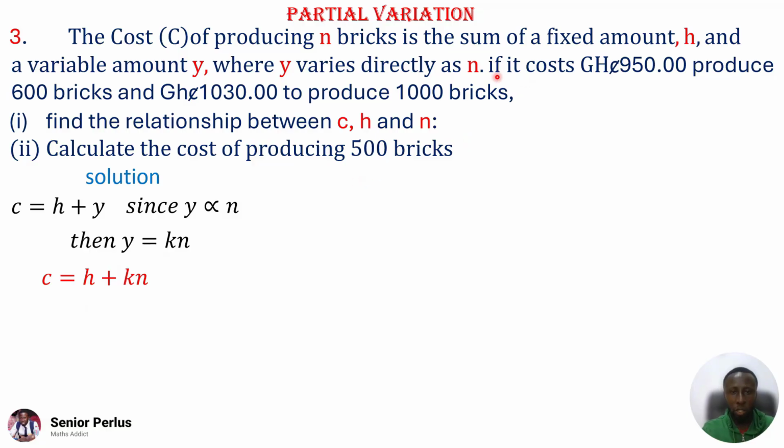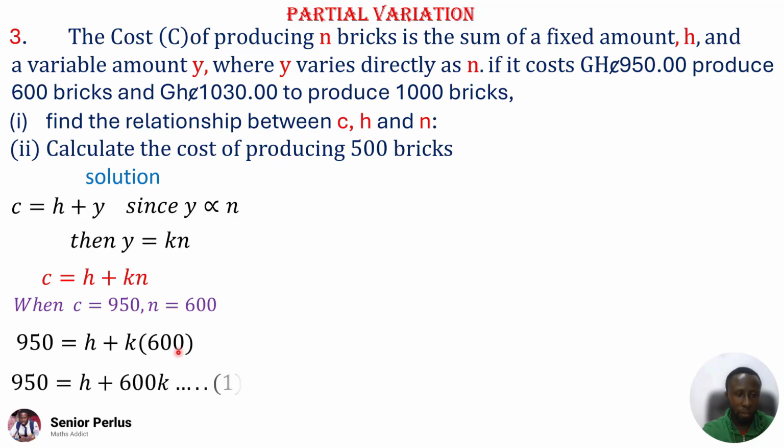Then let's continue. We're given the cost is 950 Ghana cedi to produce 600 bricks. So we're given this 950 Ghana cedi, then our n, the number of bricks, is 600. So just put this into your equation, then you solve. So this is our equation 1.